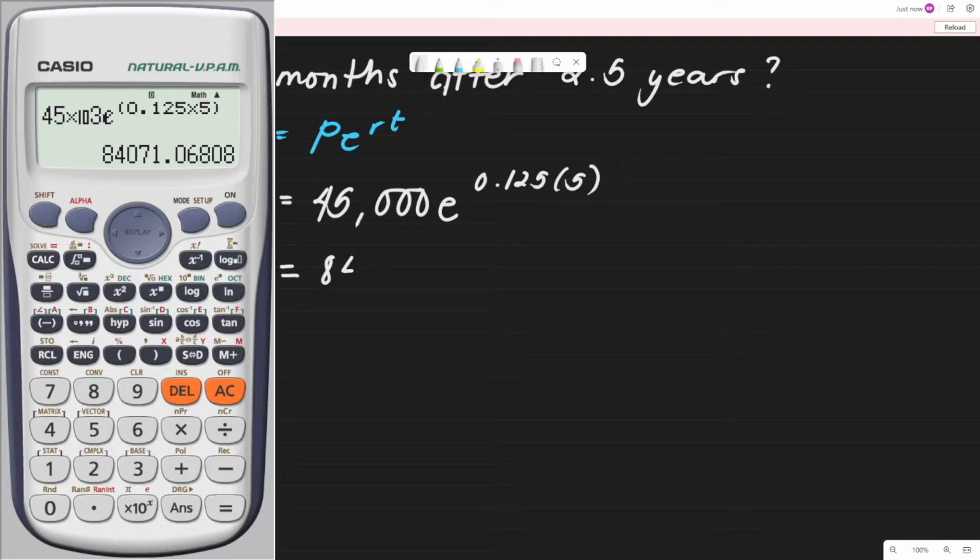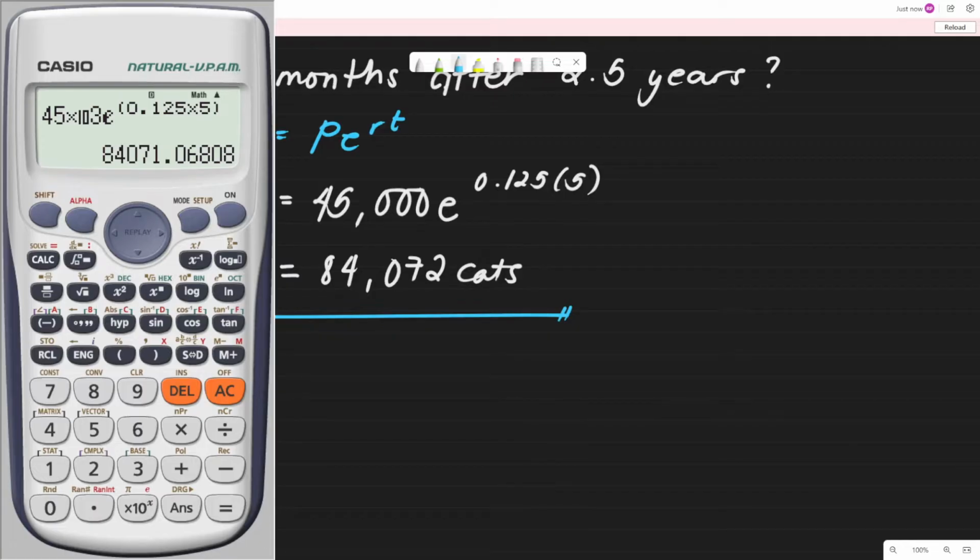84,000 0.72, because we have a decimal place. So, 84,072 cats. So after 2.5 years, this is how many there are. The number of cats in Cat Island has almost doubled with the given rate. So that is the answer.